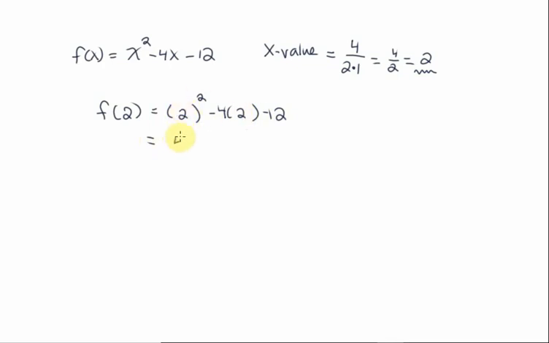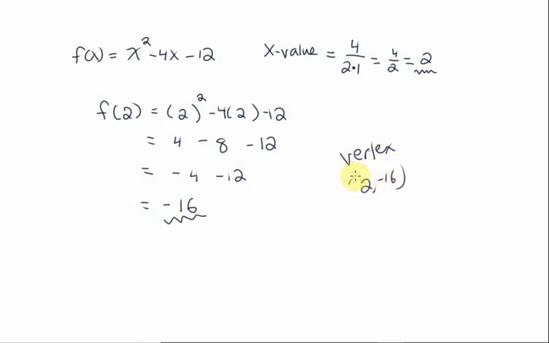2 squared is 4, minus 4 times 2 is 8, minus 12. Okay, let's see. 4 minus 8 is negative 4. And negative 4 minus 12 is negative 16. So there's my y value. So what's the vertex here? The vertex is 2, negative 16, because it's always just a coordinate, a point.